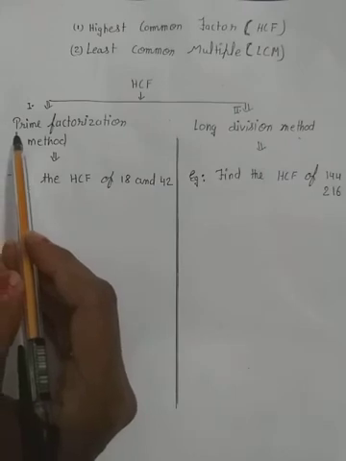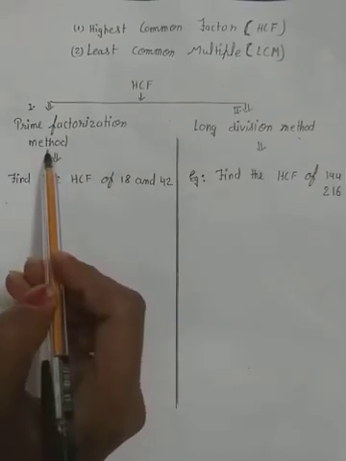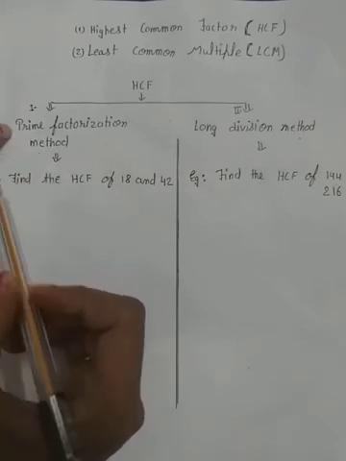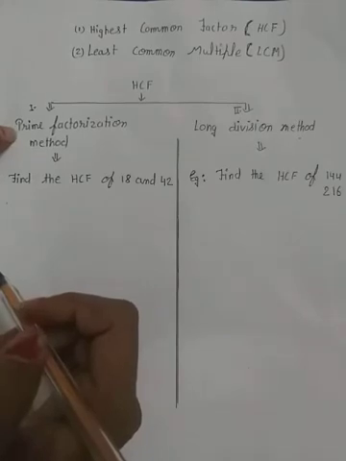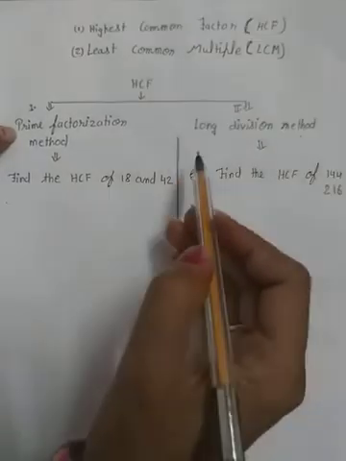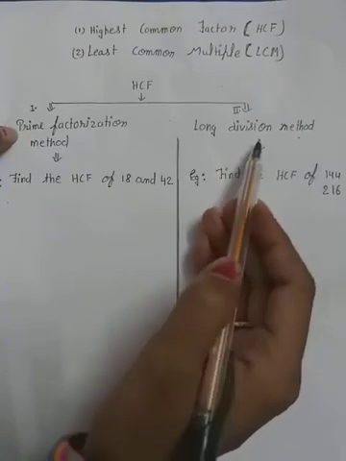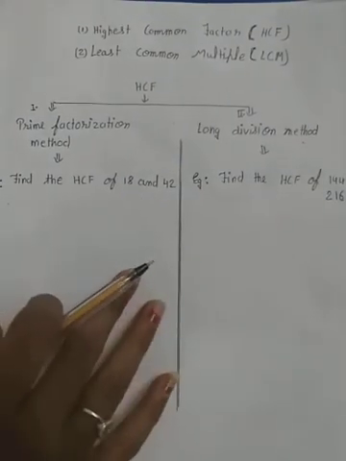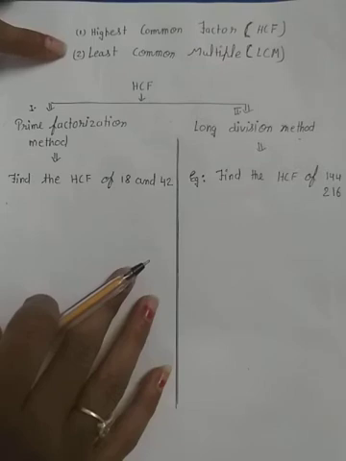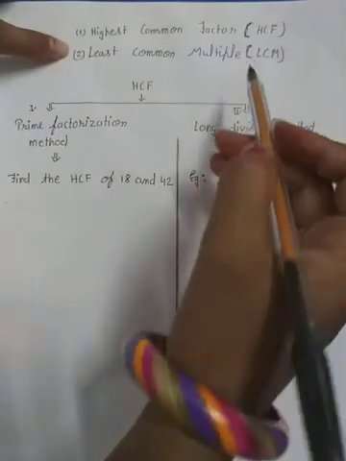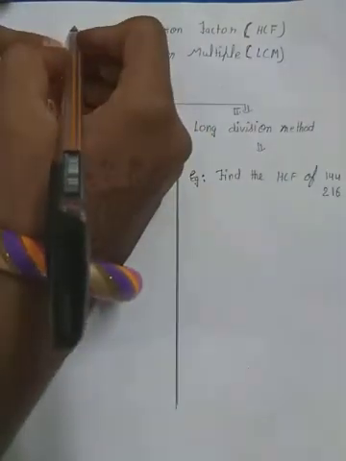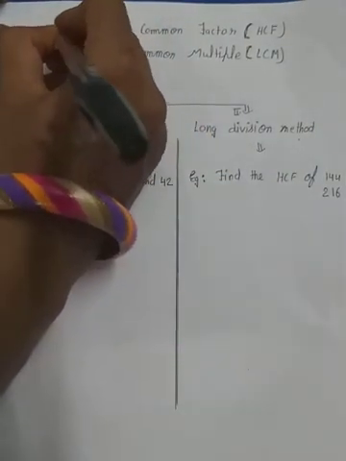The first is the prime factorization method. We already studied prime factorization. In activity 2 we already studied the long division method. So let's start. After the highest common factor, HCF, we will study the least common multiple, short form LCM. But today we only study HCF.